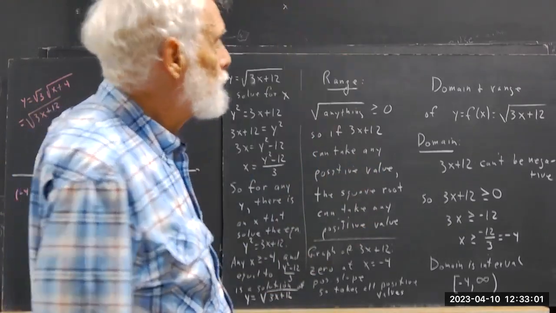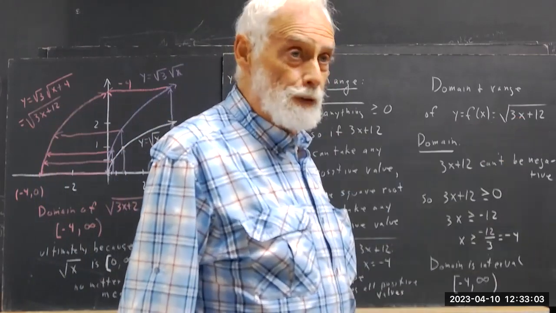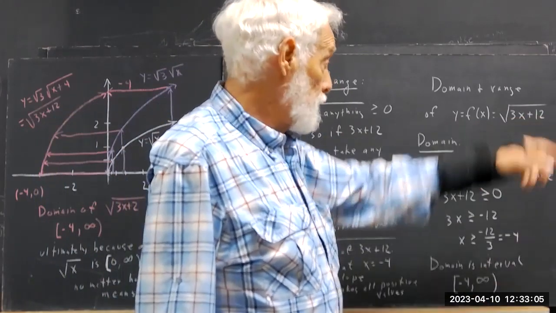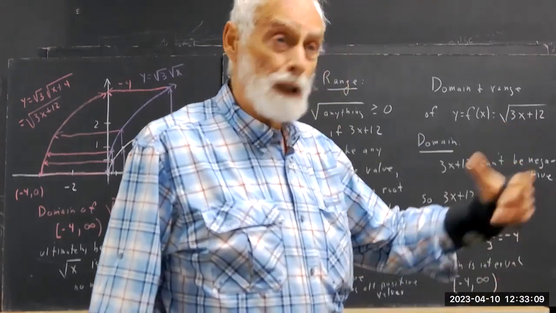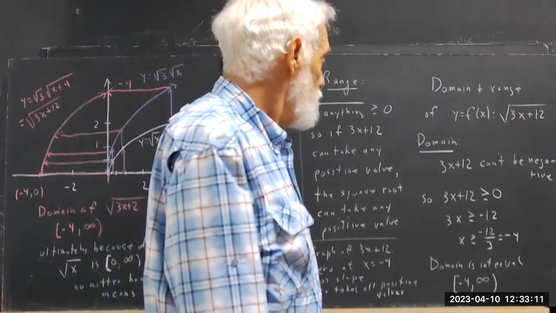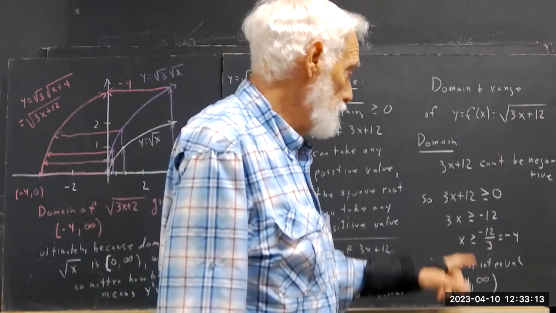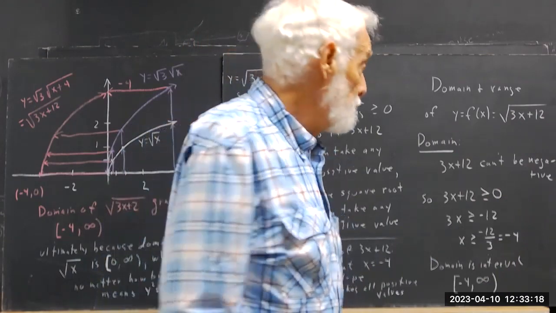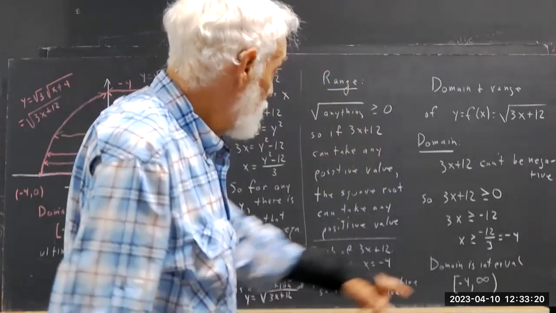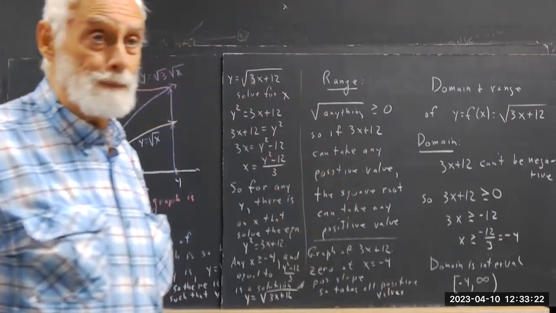Okay, well, what's the domain and range of this function, the square root of 3x plus 12? Well, we know it's only defined for non-negative numbers. So 3x plus 12 has to be greater than or equal to 0, which gives x greater than or equal to negative 4. There's your domain. What about the range?